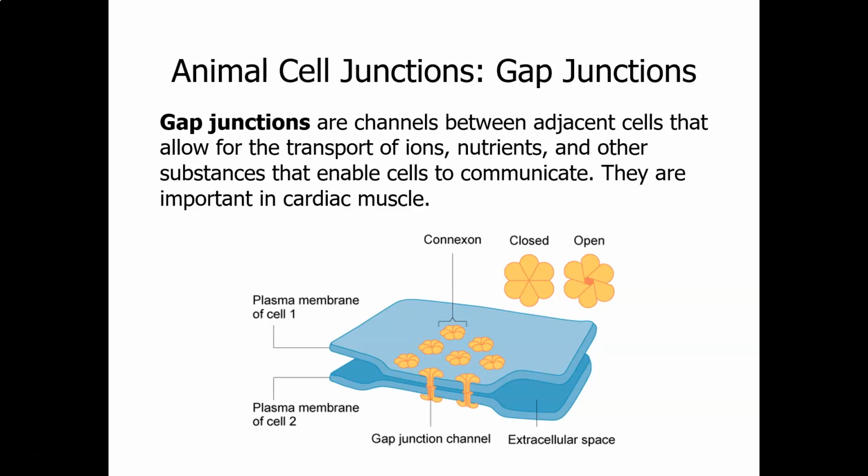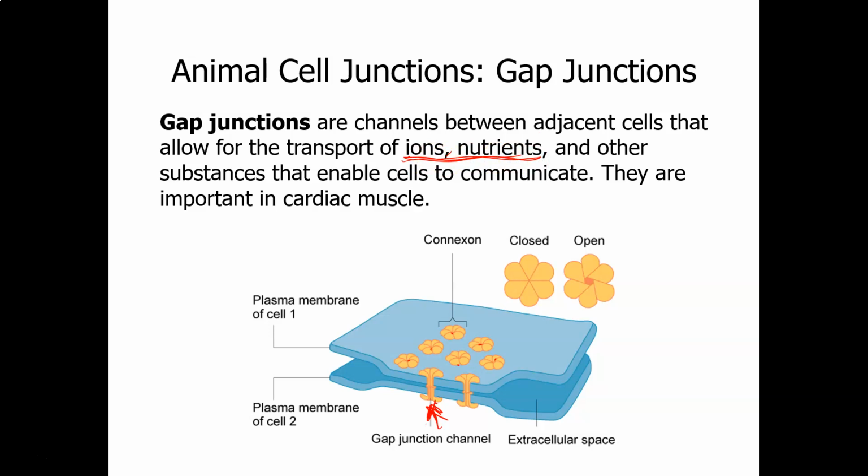Gap junctions, we just talked about this, but you can see them right here. You can see these are the gap junctions, and you can see how the gap junctions connect two plasma membranes to each other. And then there's a gap that goes all the way through each cell. So ions, nutrients, and other substances can be transported through these gap junctions.